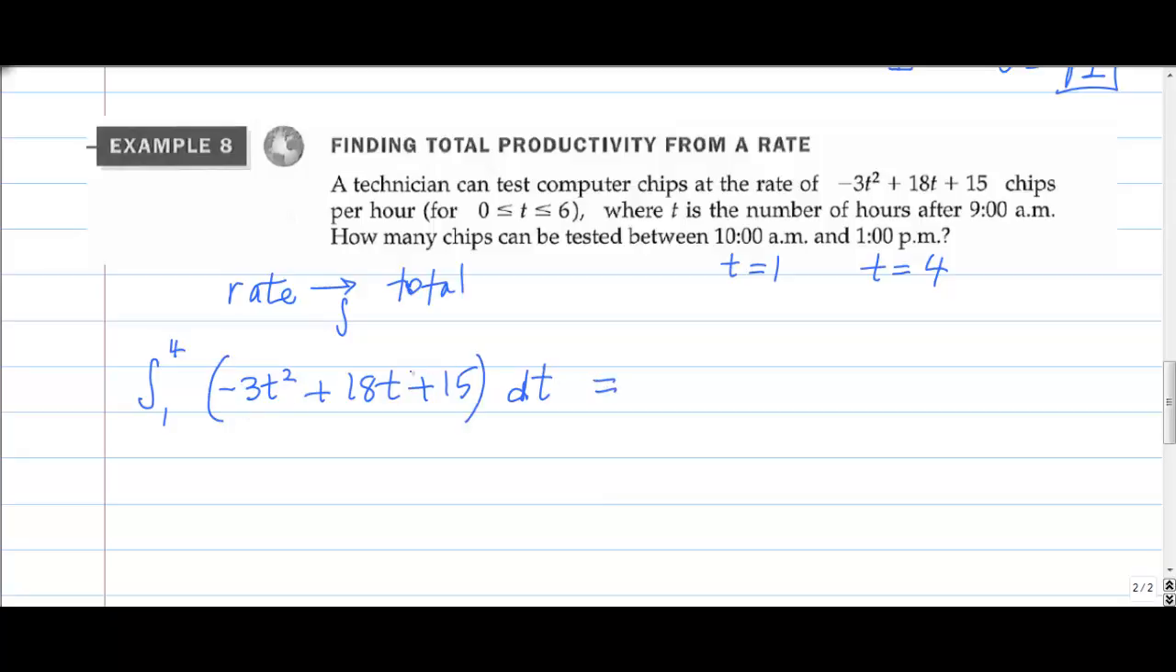Okay. So again, you add 1 to the exponent, that's t cubed. Divide by the new exponent, divide by 3, so that leaves me with just -1. Add 1 to the exponent here, the exponent is 1, adding 1 gives me 2, so that's t squared. Divide by 2, 18 divided by 2 is 9. And then the integral of 15 is just 15t. And this is going from 1 to 4. Okay?